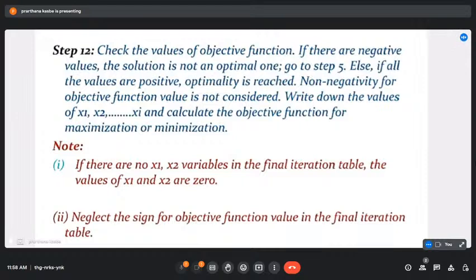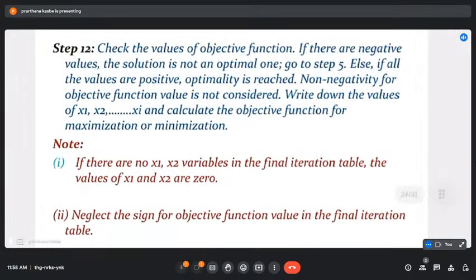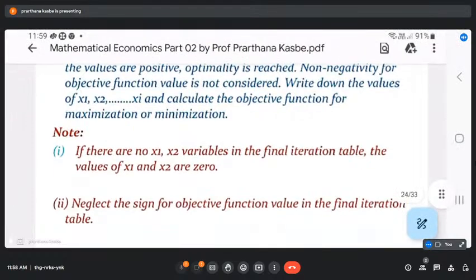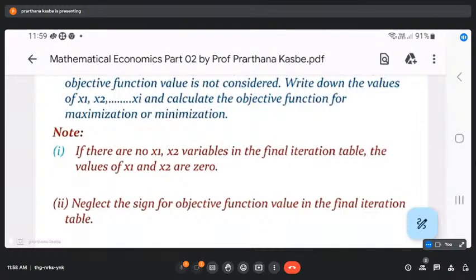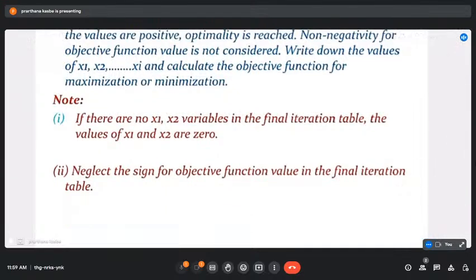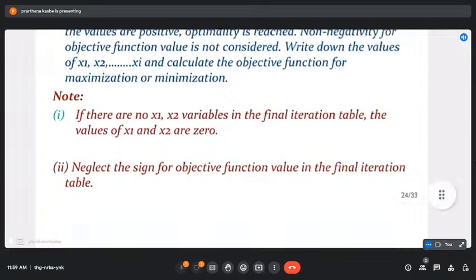Write down the values of x1, x2 to xi and calculate the objective function for minimization or maximization. Note that if there are no x1, x2 variables in the final iteration table, the values of x1, x2 are 0. Neglect the sign for the objective function value in the final iteration table. No need to identify the values for the final iteration table.